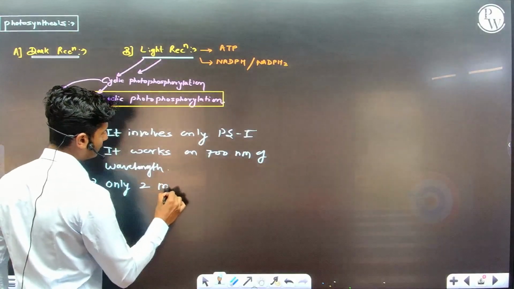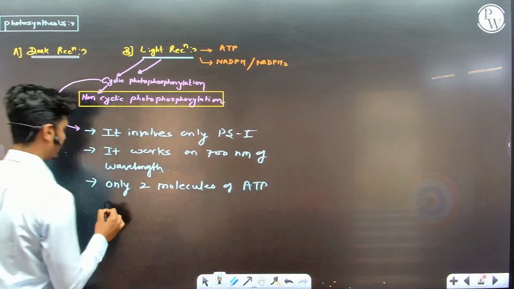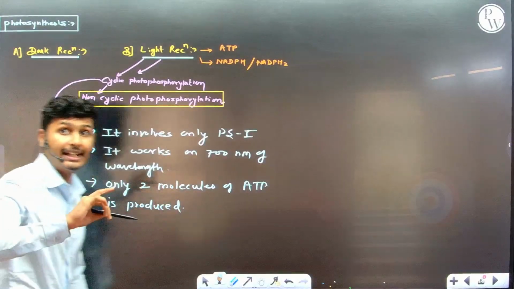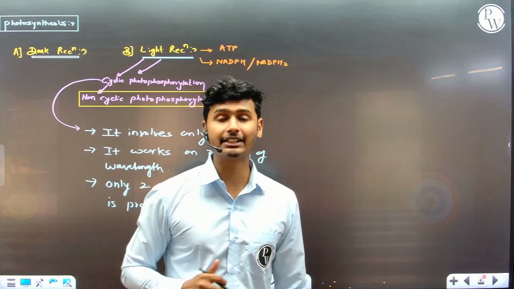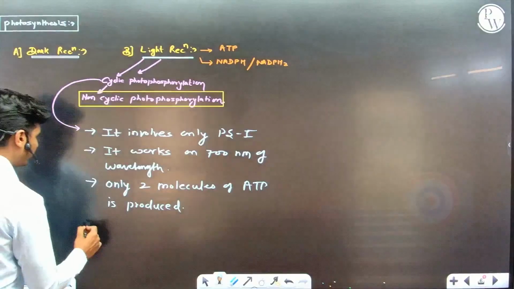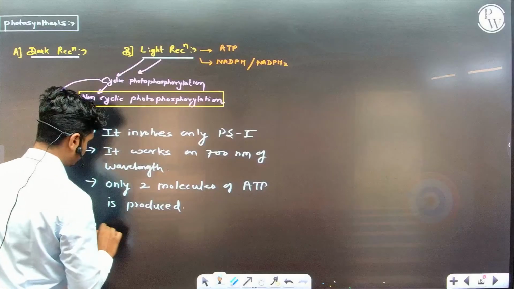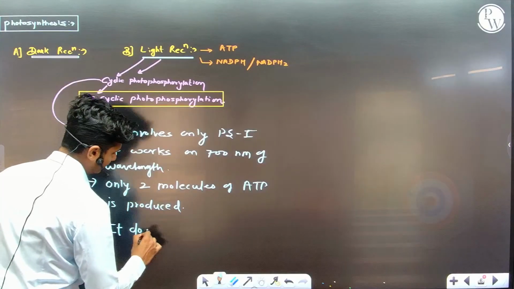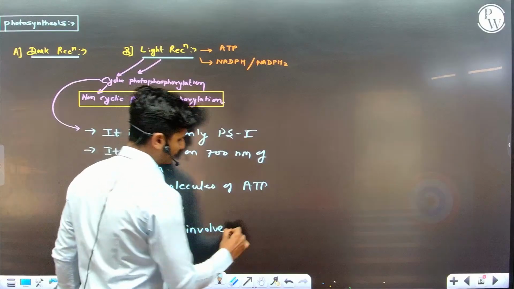Third, only 2 molecules of ATP are produced here. No NADPH2 production. Reducing power is not produced during the cyclic photophosphorylation. Only ATP molecule is produced. Now, fourth point, a very, very important point I am writing here, that it does not involve splitting of water.